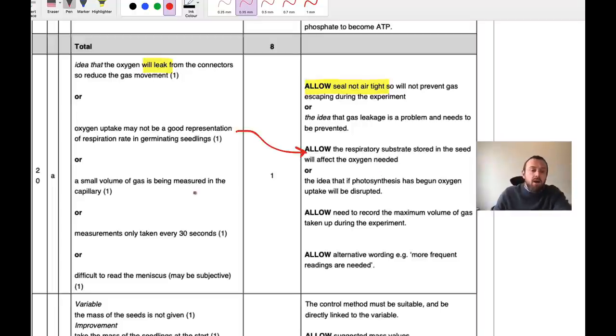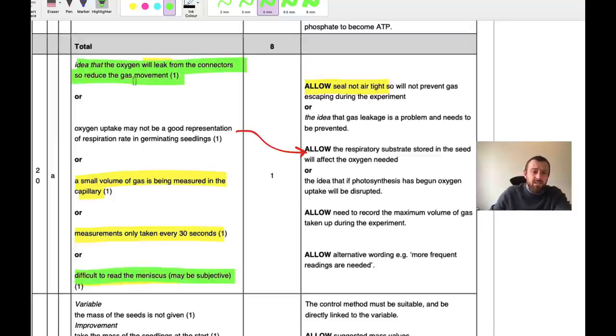Kind of interesting. A small volume of gas is being measured in the capillary. Measurements only taken every 30 seconds, so maybe we should take it every 5 seconds, although I don't think that would really be feasible, and difficulty to read the meniscus. I think if you want to remember two of these that might come up again, connectors, and difficult to read the meniscus, and leakiness. I think those are probably the most obvious ones that could come up again.